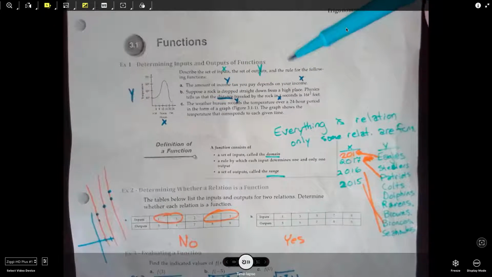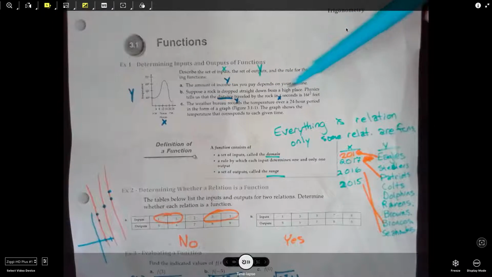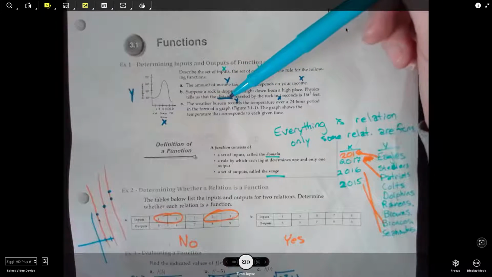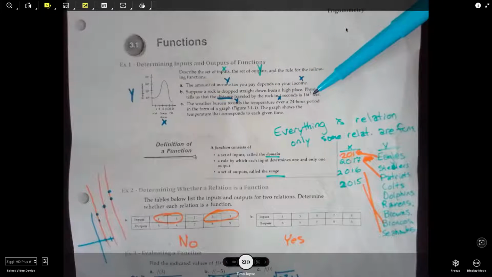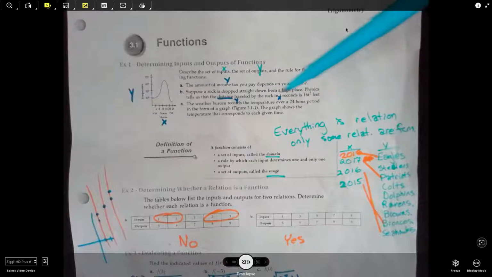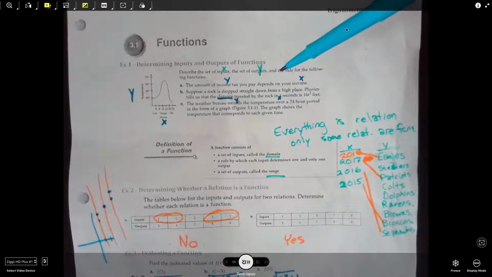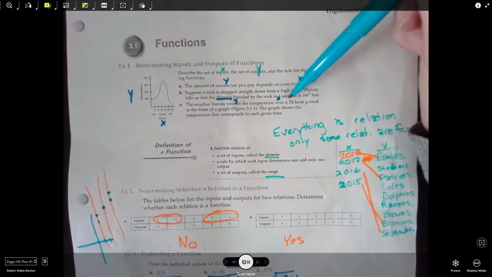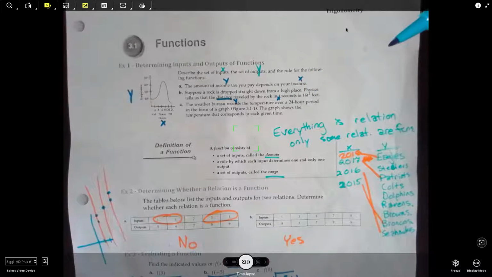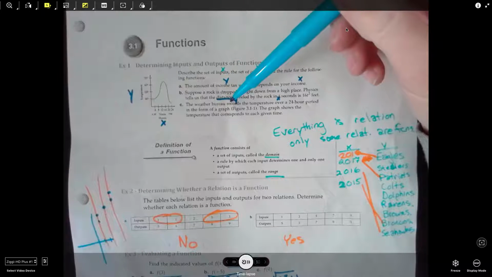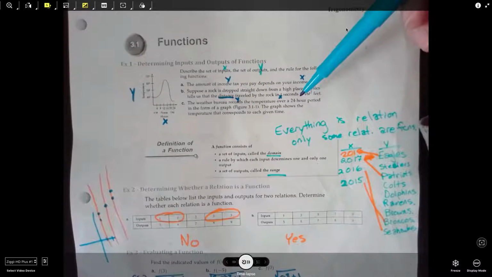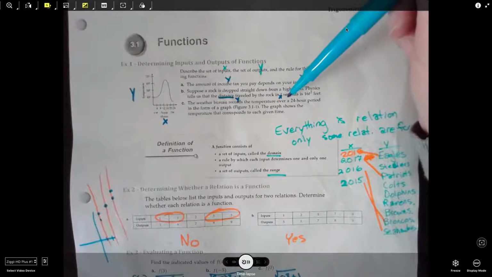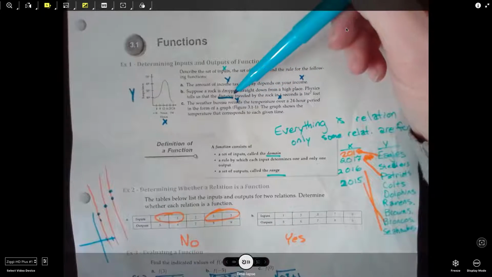B, suppose a rock is dropped straight down from a high place. Physics tells us that the distance traveled by the rock in t seconds is 16 t squared feet. Sometimes you'll have equations or sentences like this, and you will have to determine what we're even talking about. There are two variables: distance and time in seconds. You have to figure out which one depends upon which one. The distance that you travel depends upon how long you've been traveling. So time is my x, or my input value, and distance is the y.